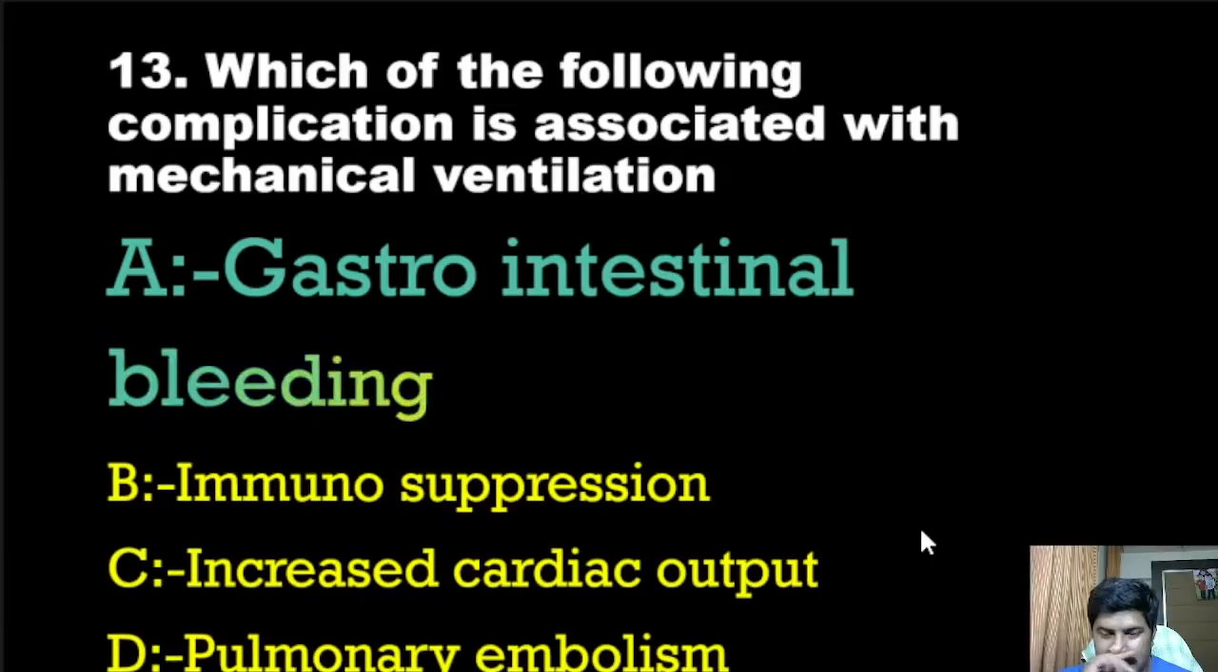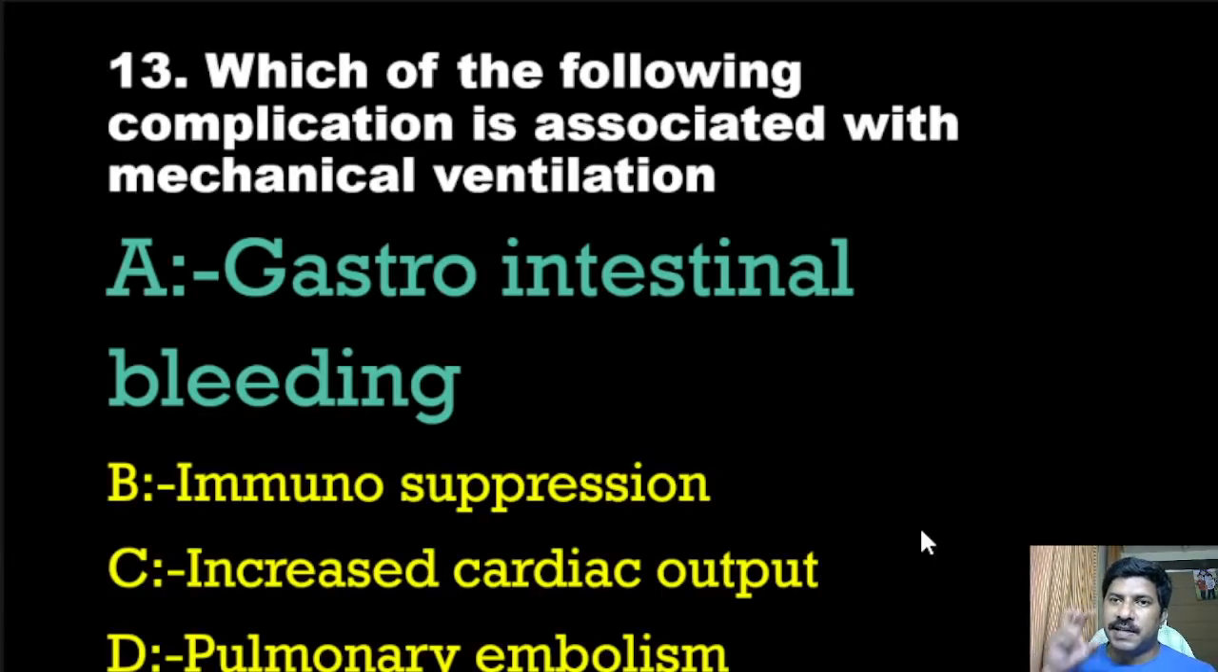Correct answer is option A, gastrointestinal bleeding. There is an increased chance of gastrointestinal bleeding because of the stress. There is physical stress and mental stress, and in both there will be increased production of HCl, and it also causes injury to the mucosa. So in both cases there will be gastrointestinal bleeding, but it is prevented by administering H2 receptor antagonist, that is ranitidine, or pantoprazole, proton pump inhibitors.